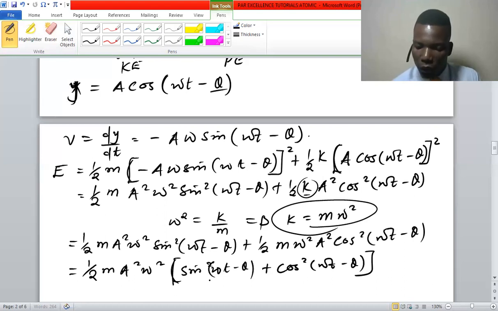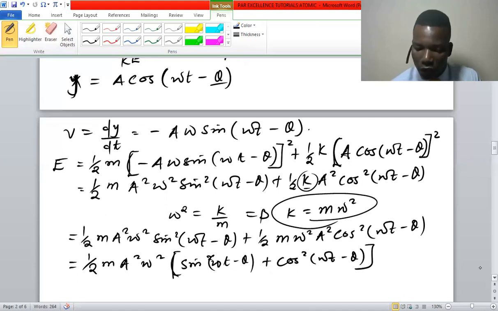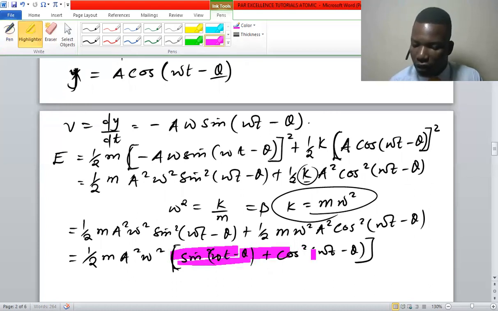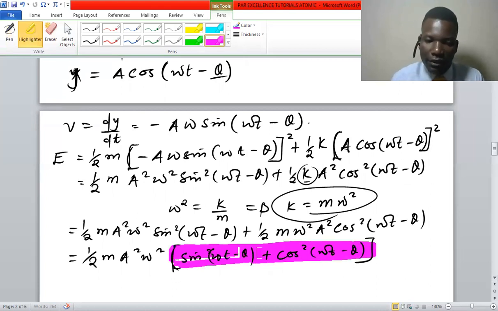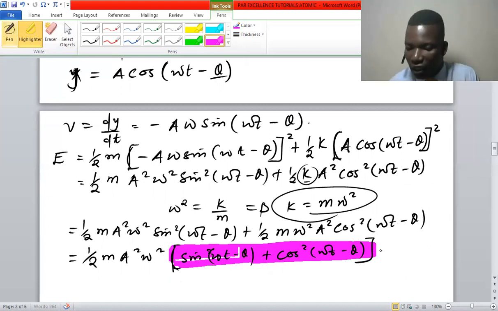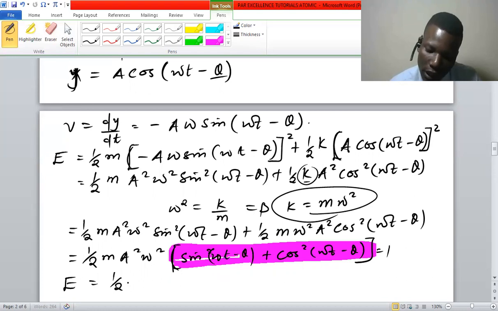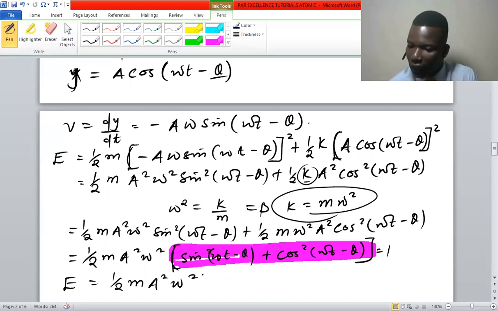When you look at this, this is actually a trigonometric identity, and it is equal to 1. Sine squared theta plus cos squared theta is equal to 1. So the energy stored is half m a squared omega squared, like that.